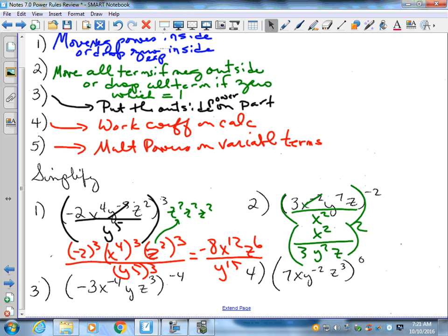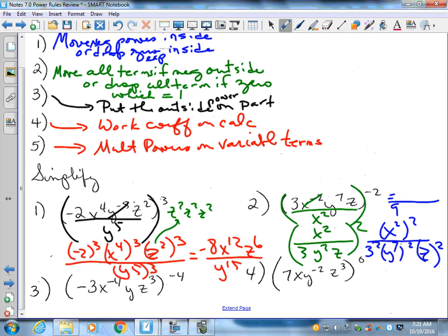Then you distribute your power to each one. So you're going to have x squared squared on the top, 3 squared, y to the 7th squared, z squared. You're going to work the coefficient on the calculator if you didn't know what 3 squared was, which I do, so I'm going to put 9. I can't read my own handwriting. That's a 2. X squared squared is going to be to the 4th. Y to the 7th squared is going to multiply those and give y to the 14th. And z doesn't have a power, so we assume it's a 1. So 1 times 2 is 2. So there is my final answer to this question.